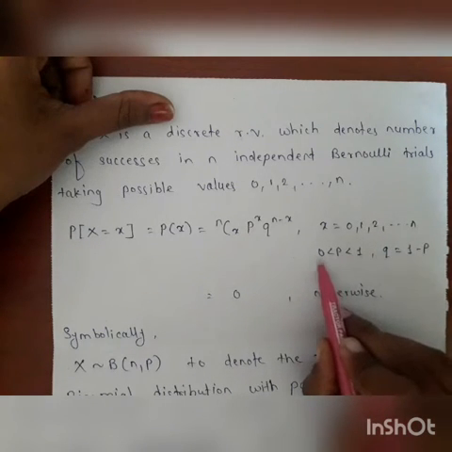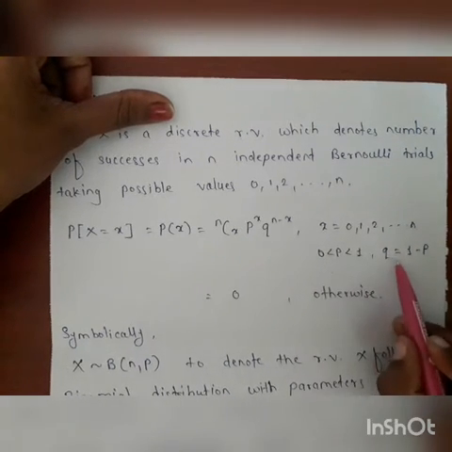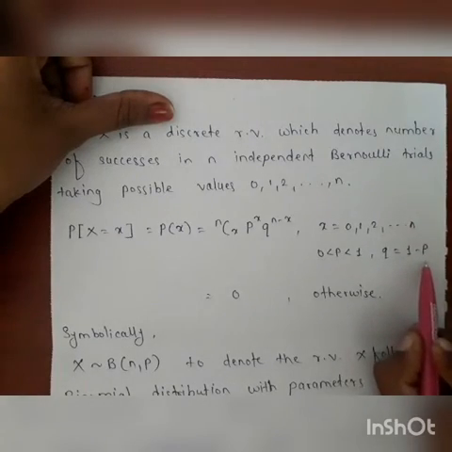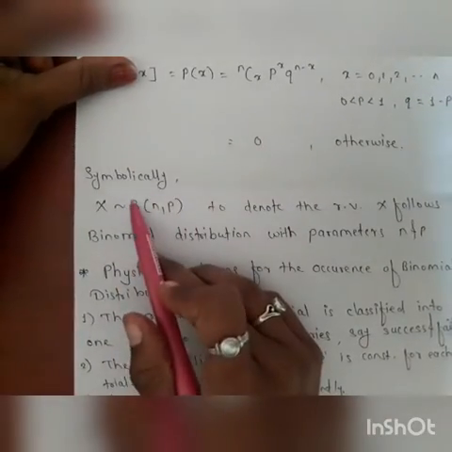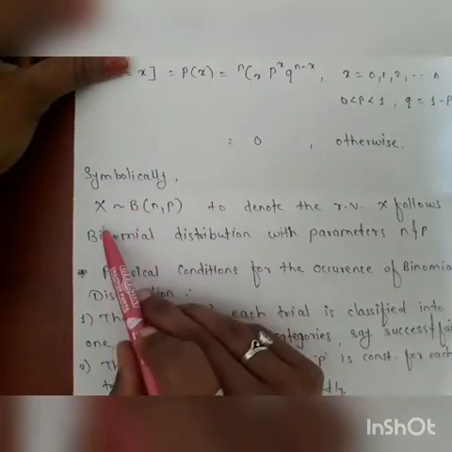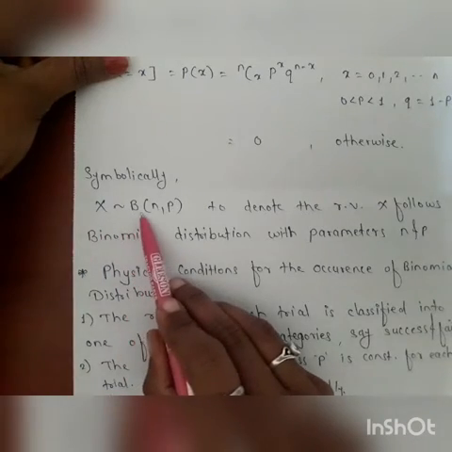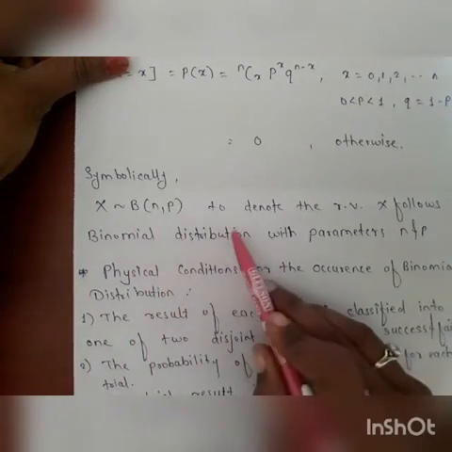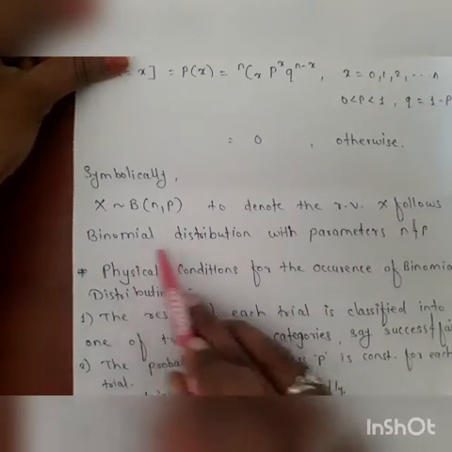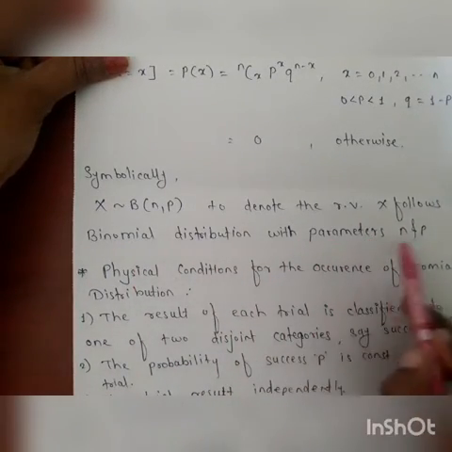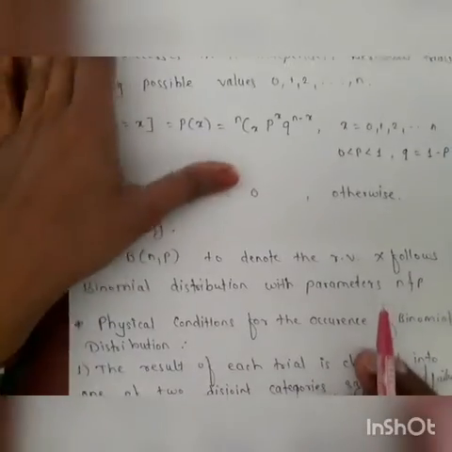where p lies between 0 and 1 and q is equal to 1 minus p, and it is equal to 0 otherwise. Symbolically, the binomial distribution is denoted as X follows B of n, p, to denote that the random variable X follows binomial distribution with parameters n and p.